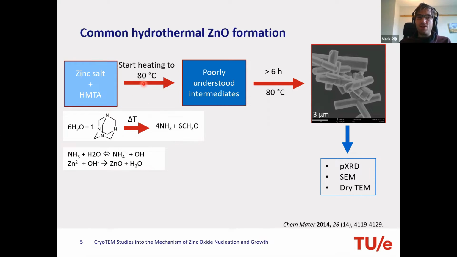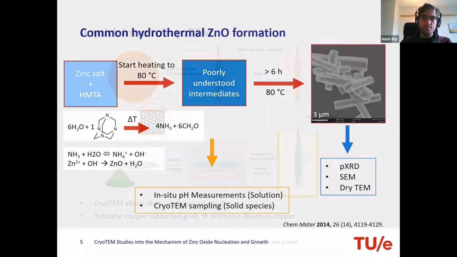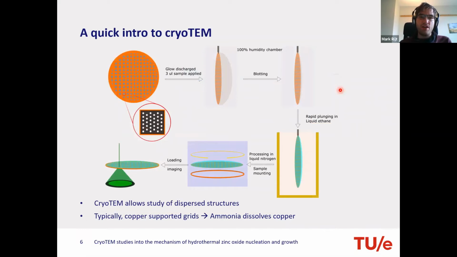If we perform this reaction at 80 degrees, we get some poorly understood intermediates, and then after a couple of hours, we get these zinc oxide crystals, which have been shown by XRD, SEM, and TEM. They are easily identified. But the core of this work is looking at how we transfer from the zinc salt to these pillars. We use a combination of in situ pH measurements with Cryo-TEM to make a map of this. So first, a quick introduction to Cryo-TEM.